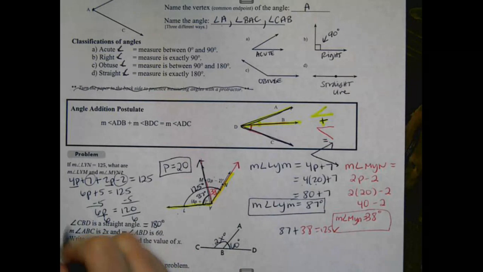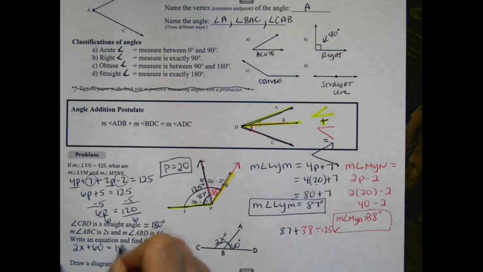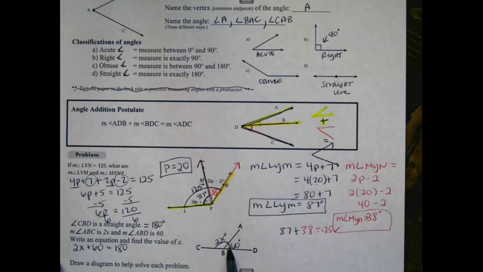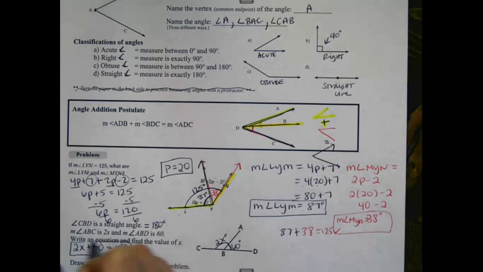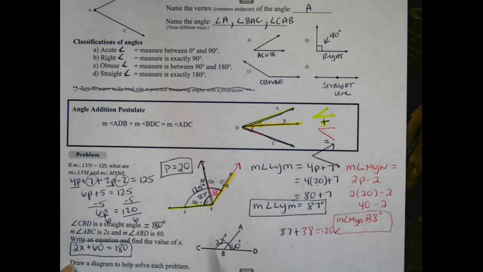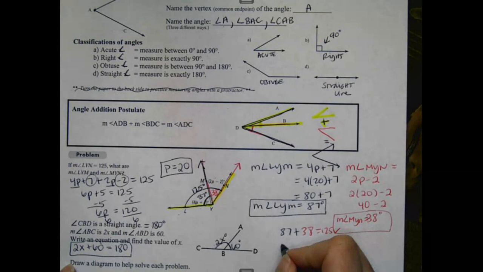So if we have our one angle plus our other angle, that has to equal 180 degrees because it's a straight line. This whole thing is a straight line. So this is my equation. This is the first part of it that we needed to figure out. Now I'm going to go ahead and use that equation to solve for x.